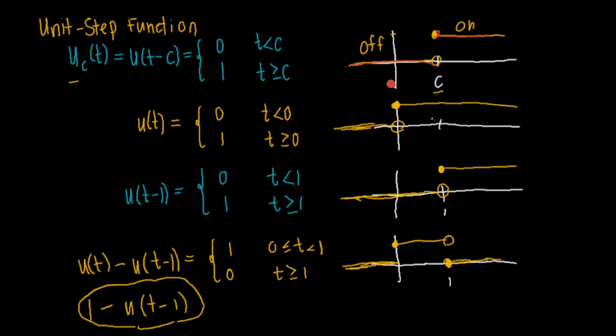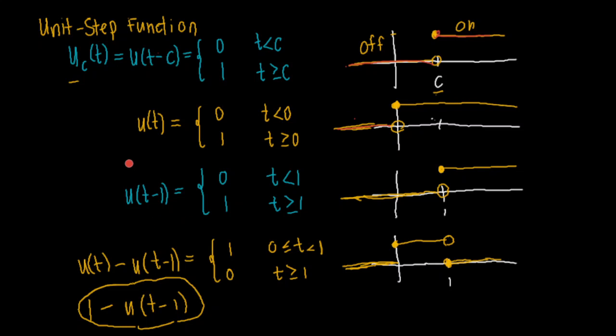For t less than c, we have 0, and for t greater than or equal to c, we have 1. Now say we want the switching to happen at t equal to 0, we'll just change c to 0. That's why we have u of t here and 0 here. This means that prior to switching, prior to t equal to 0, our function is in the off state, and after switching on, the function is in the on state or has a value of 1.